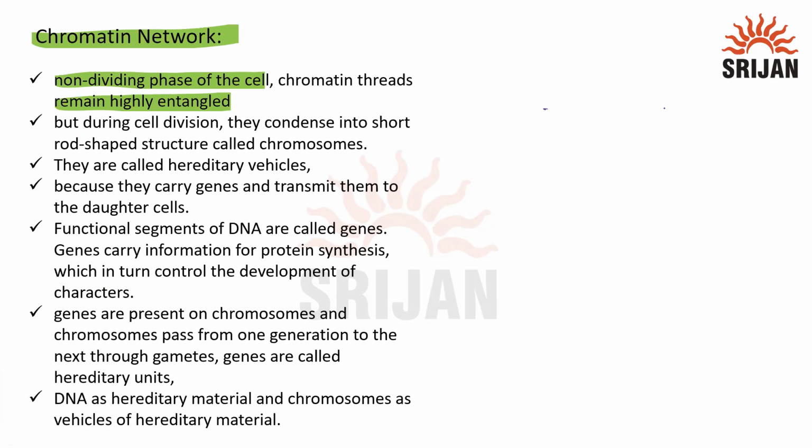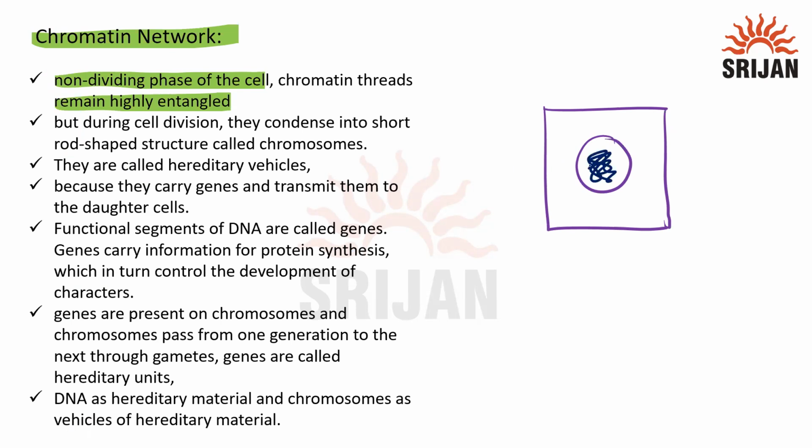See, we are giving a rough diagram over here. This is a cell. Inside of the cell we are having nucleus. So in the nucleus we all know that there are chromatin materials present. This is untangled. See, this is called chromatin.